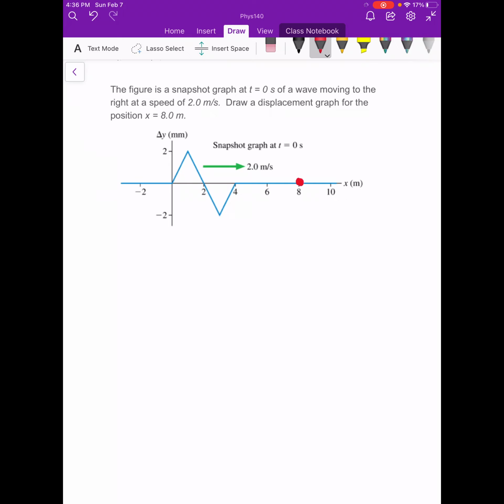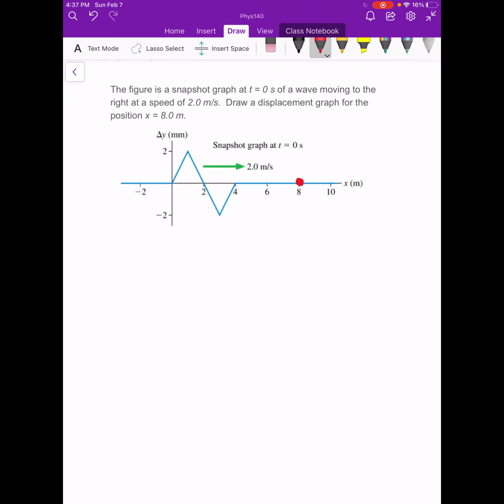This snapshot graph shows us, at time t equals 0, the wave at that time, where it is, and what the values are for the displacement at each value of x. And so what we now want is a displacement graph just for position 8. A displacement graph means that we want to have a history graph. So we want to know what's going on at 8 meters over time.